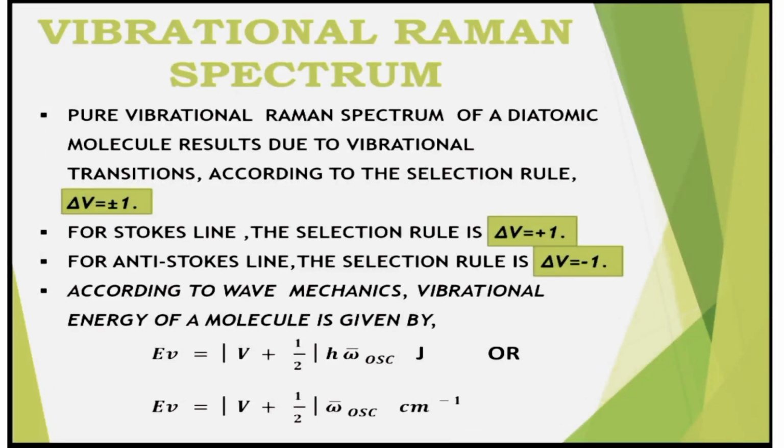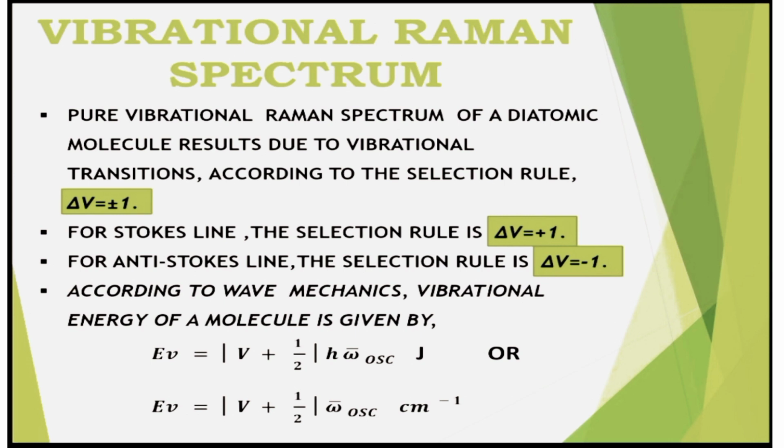Now next one is the vibrational Raman spectrum. The pure vibrational Raman spectrum of a diatomic molecule results from the vibrational transition according to the selection rule delta V equals plus or minus 1. Vibrational Raman spectroscopy is the Raman technique most widely used in chemical analysis, and it is relevant for the characterization of molecules in solution.